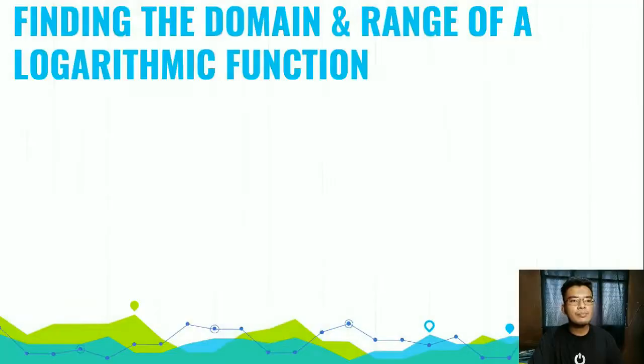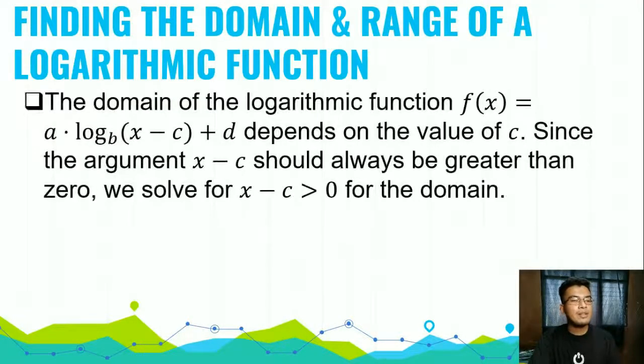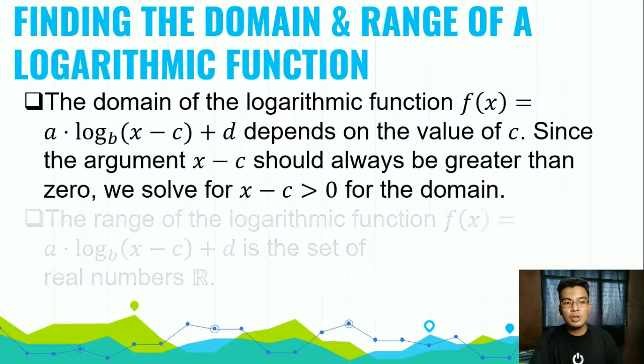Finding the domain and range of a logarithmic function. The domain of the logarithmic function f of x is equal to a times log base b of x minus c plus d depends on the value of c. Since the argument x minus c should always be greater than 0, we solve for x minus c is greater than 0 for the domain.